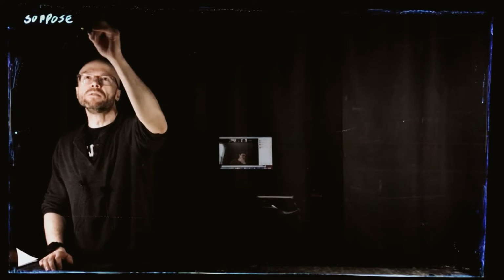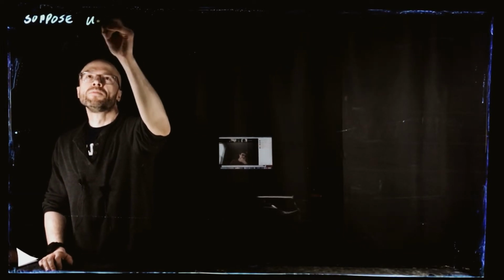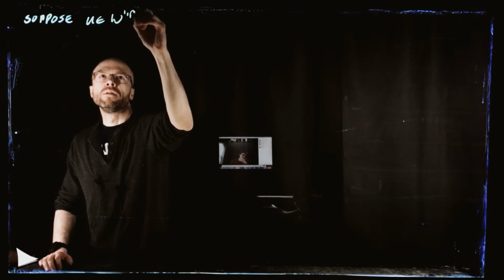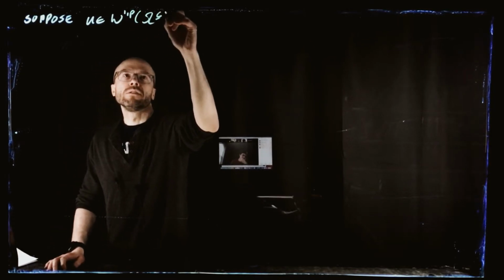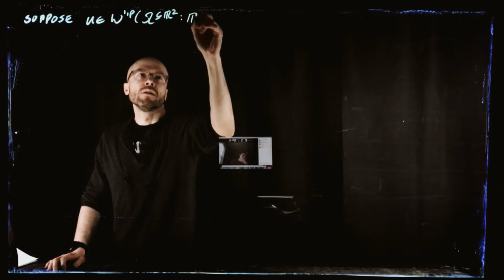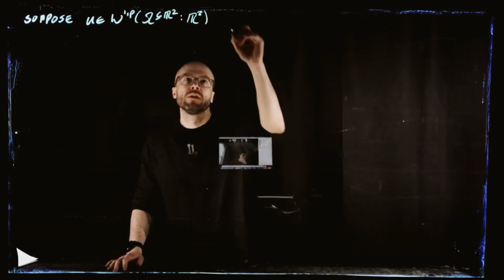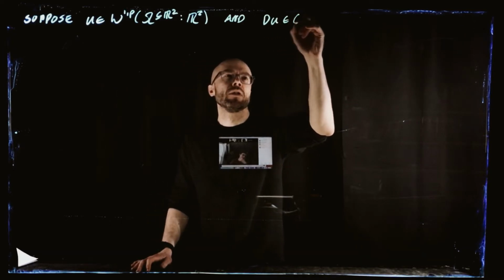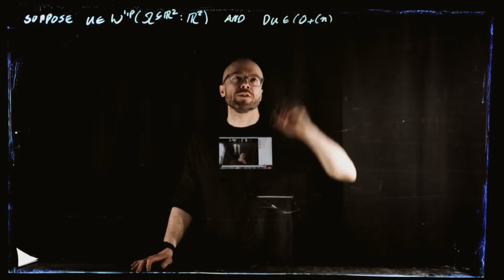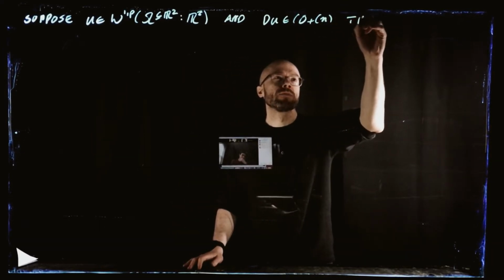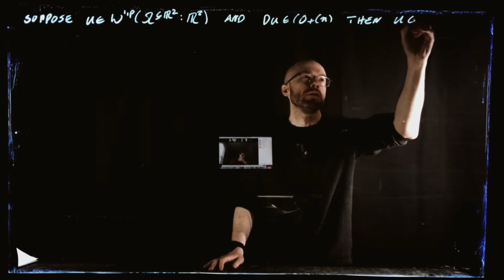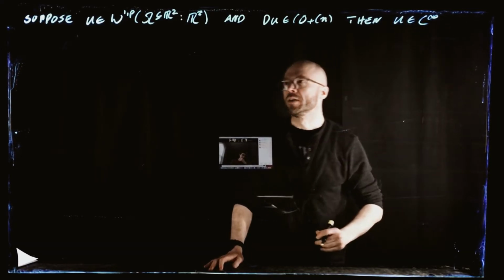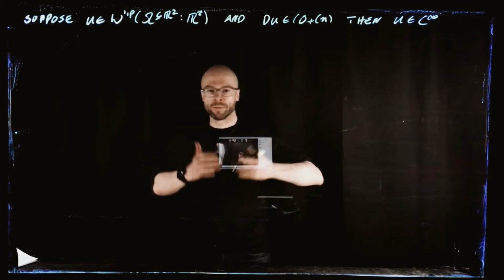It's also a nice introduction to some concepts that are pretty important. So suppose we have u belonging to W^{1,p} from omega in R2 into R2, and we have that Du belongs to the conformal matrices. Then u is C infinity. This is what we're going to show.